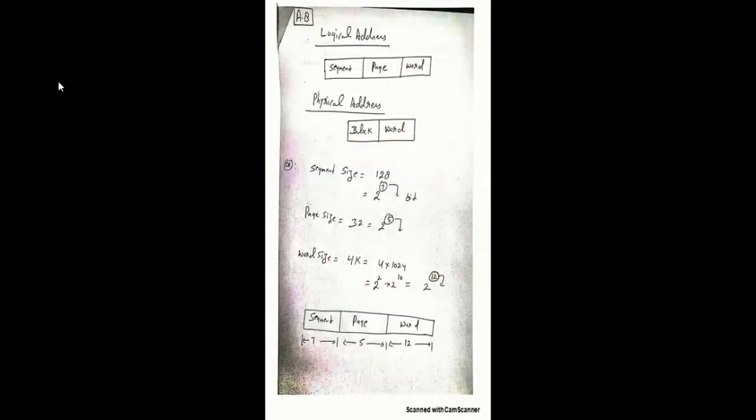Now see, I am explaining. Logical address is segment and page number. Physical address is block and word number. So segment size is 128, I can write it as 2 power 7. 32, I can write 2 power 5. Word size is 4K, I can write 4 into 1024, which is 2 power 12. So segment, page, and word, I can do the formatting as 7, 5, 12. This is what we have got here.